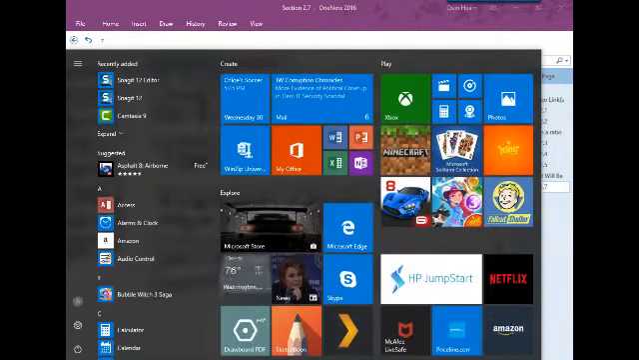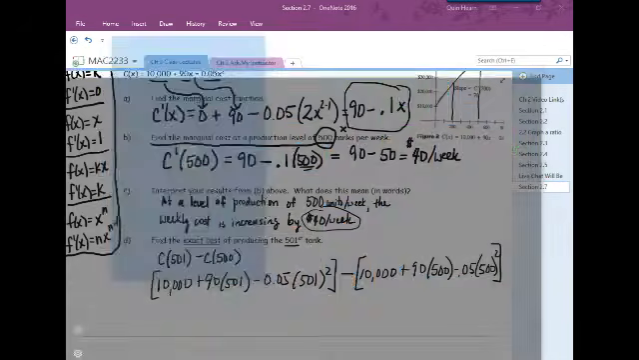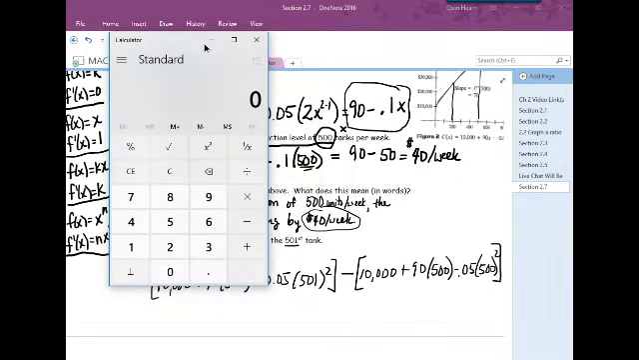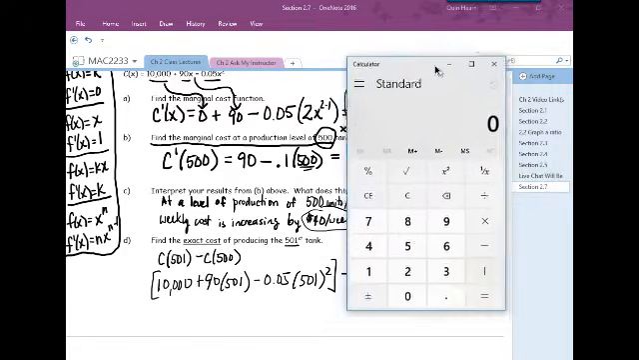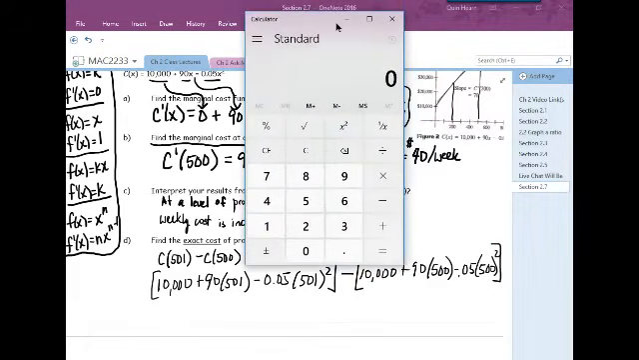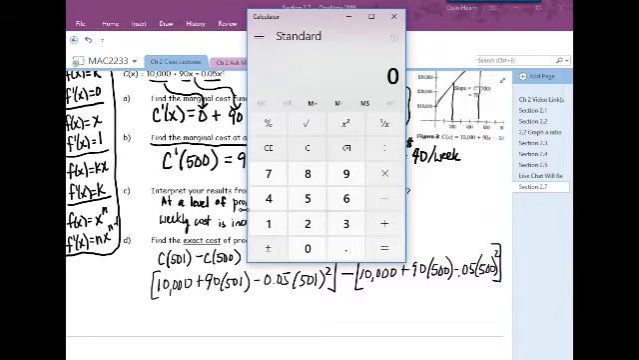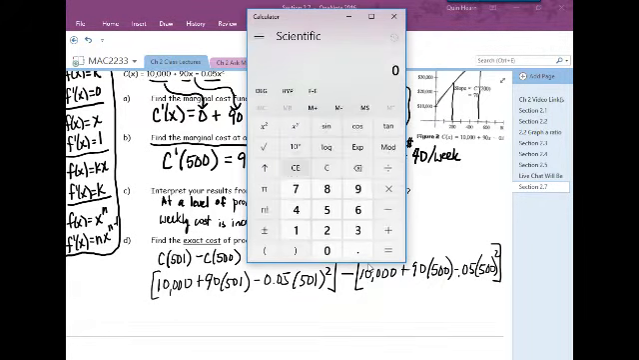Okay, the 10,000s are going to cancel out. So I'm just going to ignore those. So let's see, we're going to have 90 times 501 equals minus.